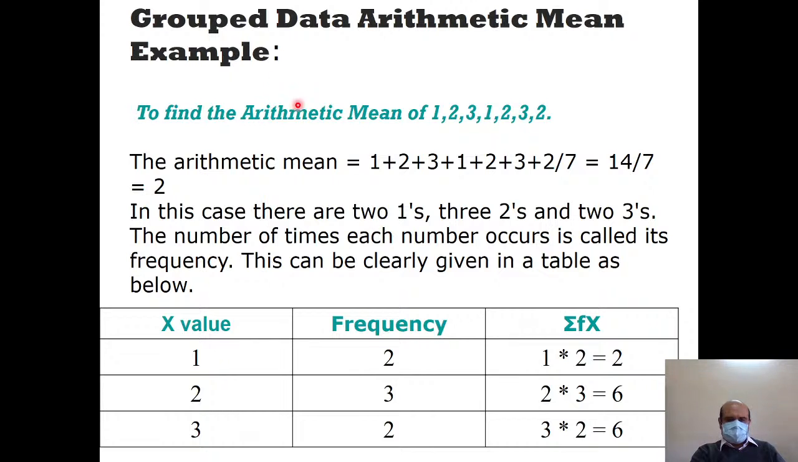Here is the calculation of how to do that. To find the arithmetic mean of these numbers, the summation is divided by 7, and that will be 2. In this case, there are two 1s, three 2s and three 3s. The number of times each number occurs is called its frequency. This can be clearly given by the table below. So here is the table, right? And then you multiply the number by the frequency, and the frequency is calculated here.